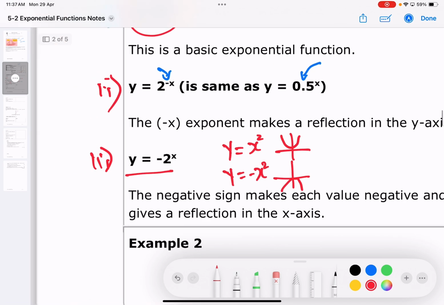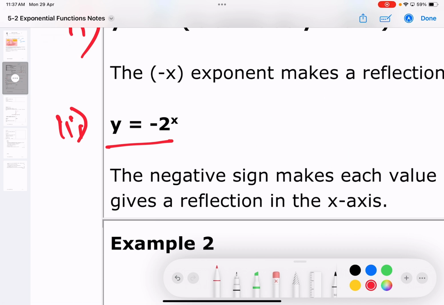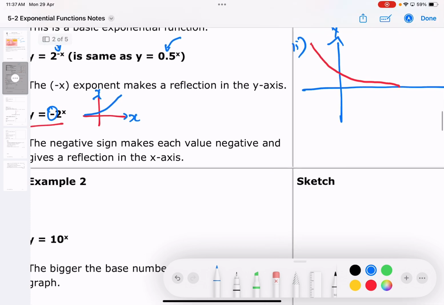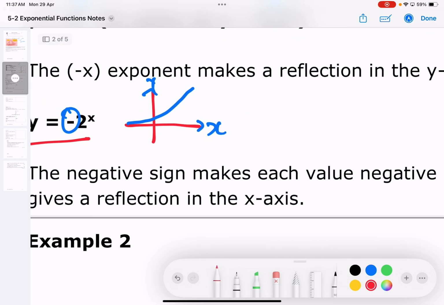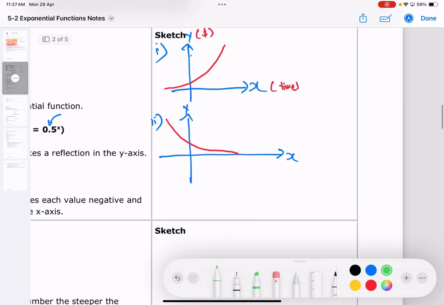So here, when you have a negative, if you use the same concept, you would be able to know. You know that the positive version, y equals to the exponential, the graph is going to look like this. If there is a negative sign, how will it look like? It will just be a reflection. So a reflection will be like this, the green color one. Alright, so let us sketch out this thing.